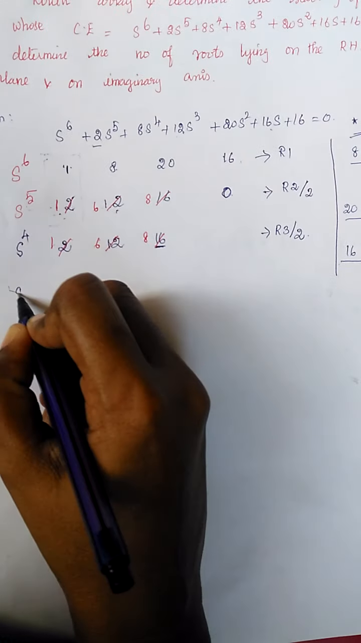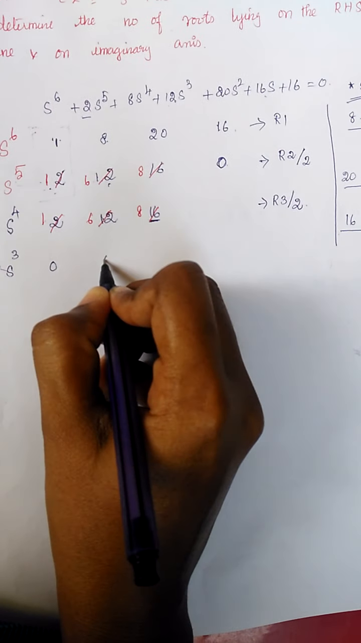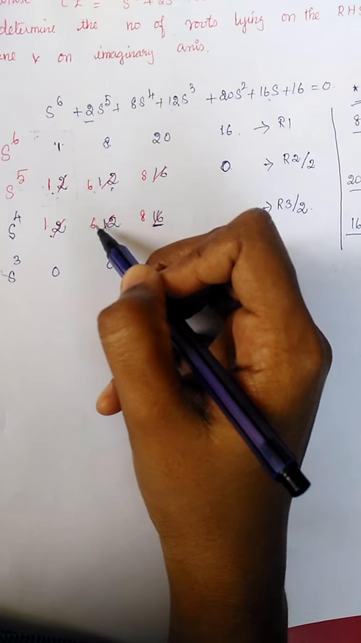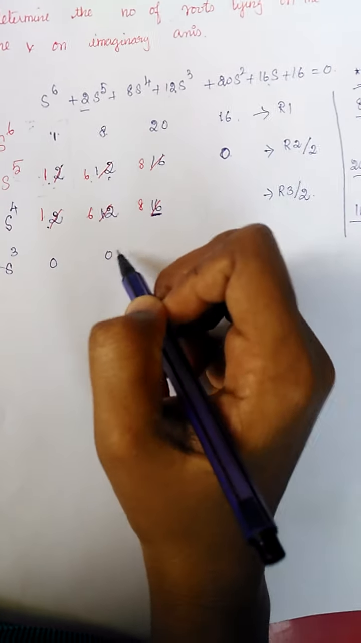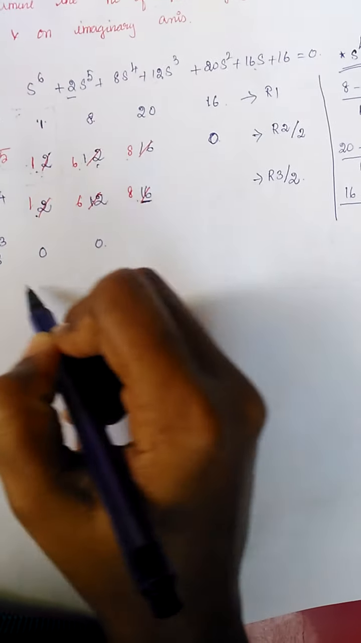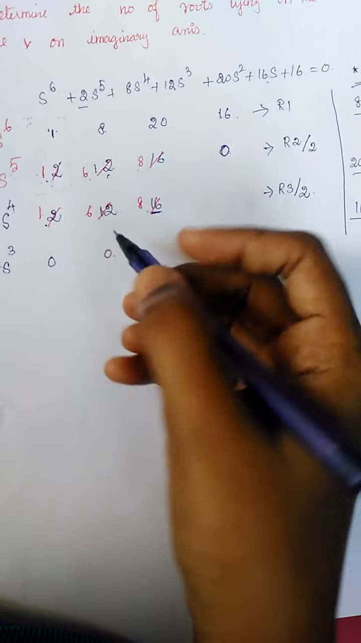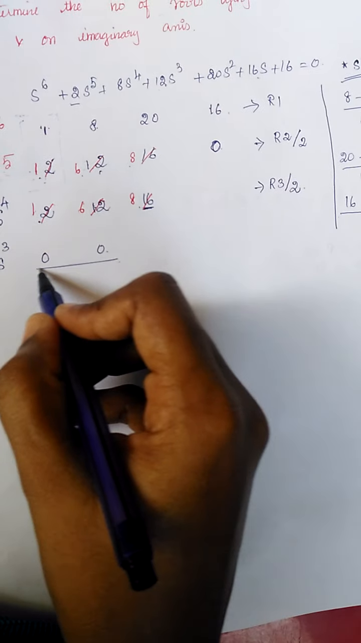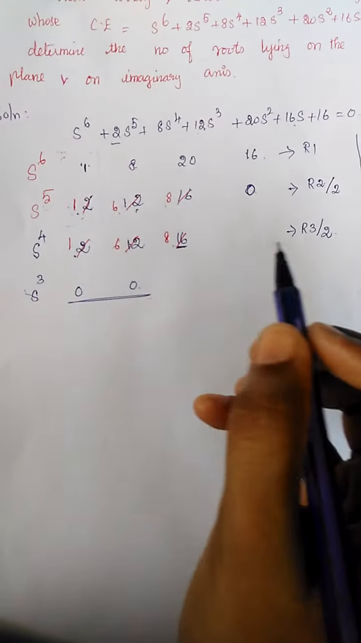So definitely your s power 3 terms come out as 0, 0. See, 1 into 6 minus 6 into 1, so 6 minus 6 is 0. Here also, 1 into 8 minus 8 into 1 is 0. So this is case number 2. What is case 2? One row in the Routh array has all 0 elements. So that's your case number 2.